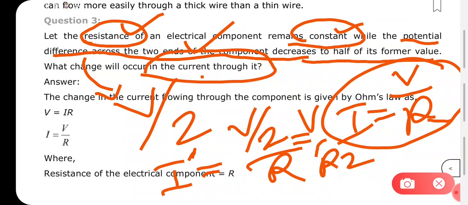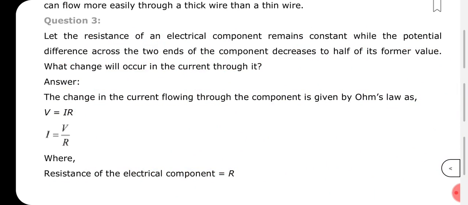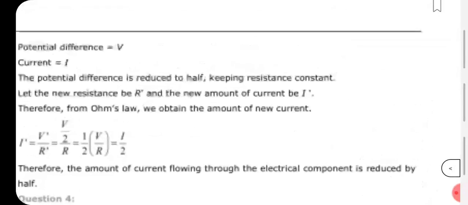So this V upon R is nothing but I, okay. So I can replace it by I. I'm just writing it here, okay. This becomes I, so it becomes I upon 2. This is done, it is shown as a solved answer. Just a second, I'll show you all. Okay, moving on to the next page, I can show you.